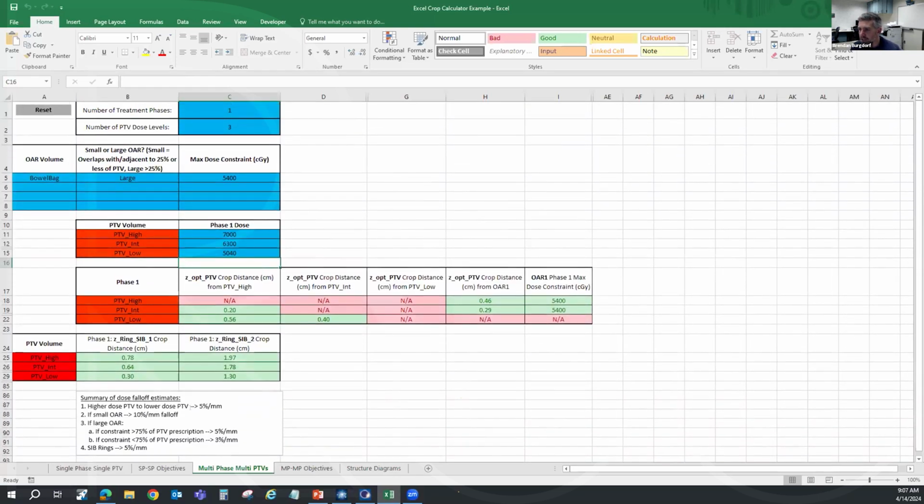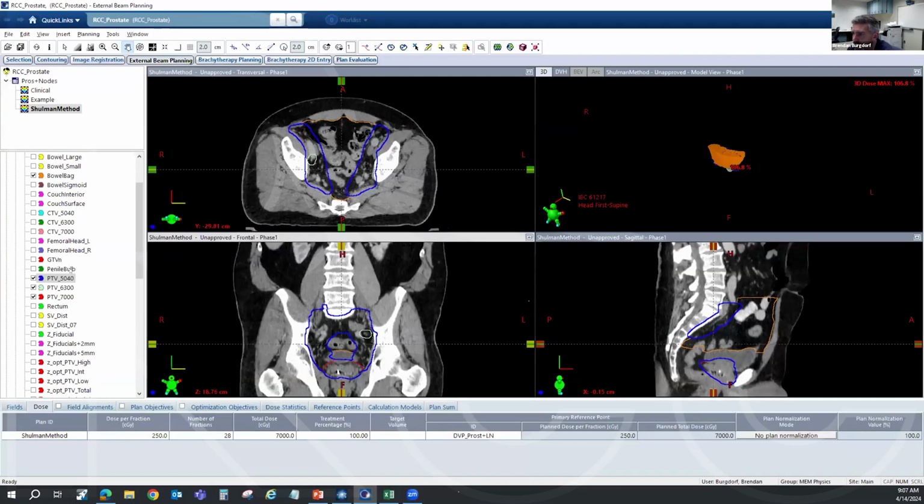In the background, it's taking into account all of those dose fall-off principles, and as long as you accurately plug in your different dose levels and your constraints, these numbers should come out to accurately tell you how much to crop back those structures from. So now if we jump back to our actual structure set, you can start to see some of those structures in work. So now let me unhighlight the 2 lower dose level PTVs and show you the PTV intermediate, or let's start with the PTV low.